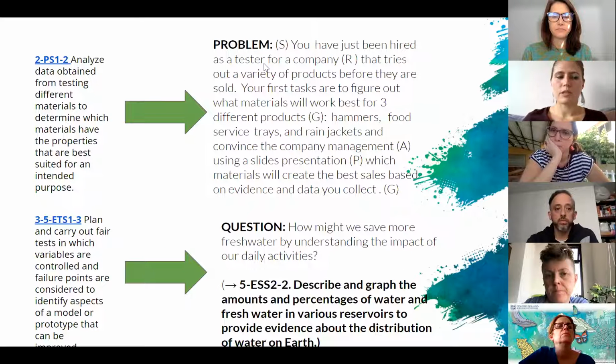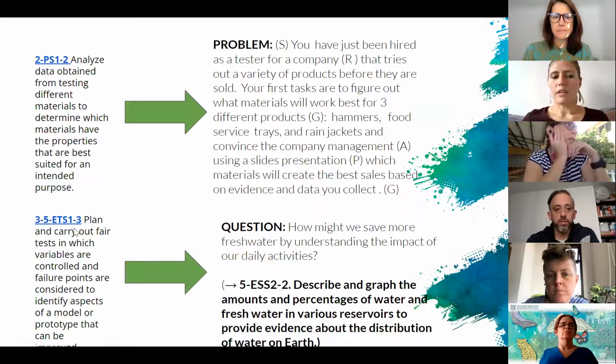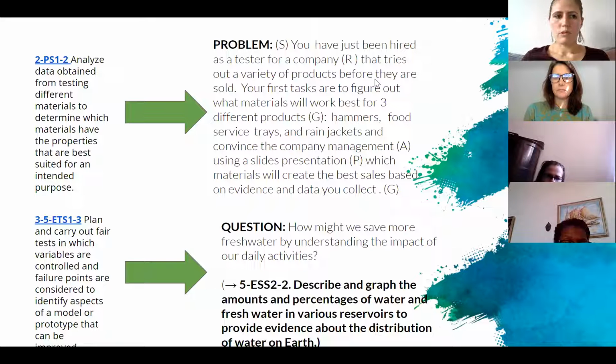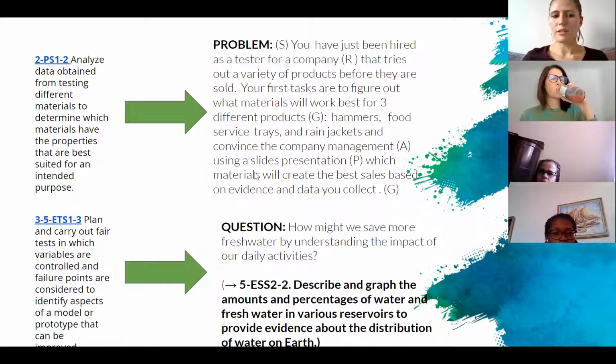So here on the left, you can see one of our second grade standards. This is what we would call a crossover standard, where it's already attached to your content. And then on the bottom, you have an ETS standard, which is the one that's separate, where it's part of the engineering design. So you can take a moment to look at both of those standards if they're not from your grade level. In second grade, we have students analyzing data obtained from testing different materials to determine which ones have properties that are best suited for an intended purpose.